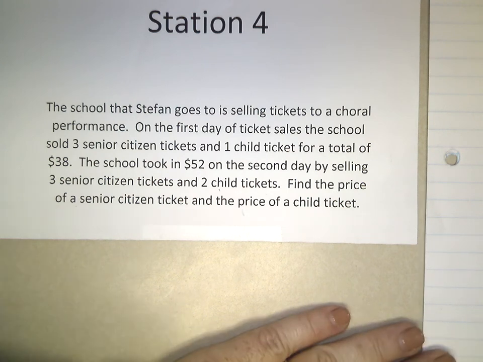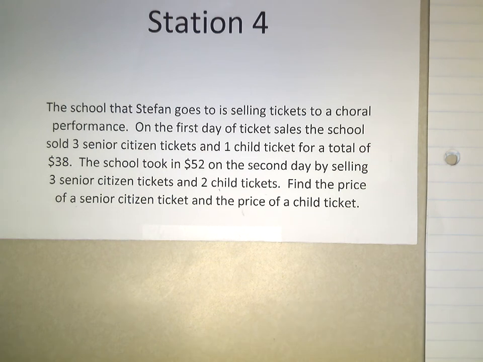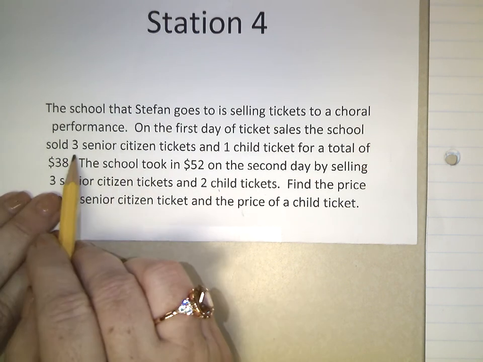So what we need to do is first read the problem and figure out what information we have here, because this just doesn't give us the equations themselves. It says the school that Stefan goes to is selling tickets to a choral performance. On the first day of ticket sales, the school sold 3 senior citizen tickets and 1 child ticket for a total of $38. The school took in $52 on the second day by selling 3 senior citizen tickets and 2 child tickets. Find the price of a senior citizen ticket and the price of a child ticket. So we need to look right here.